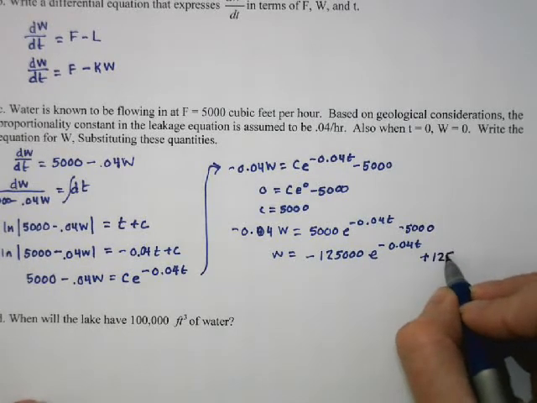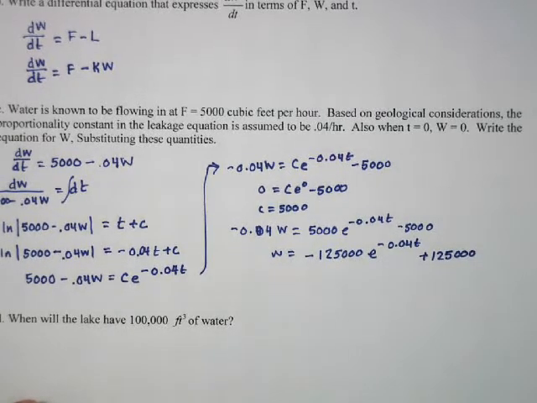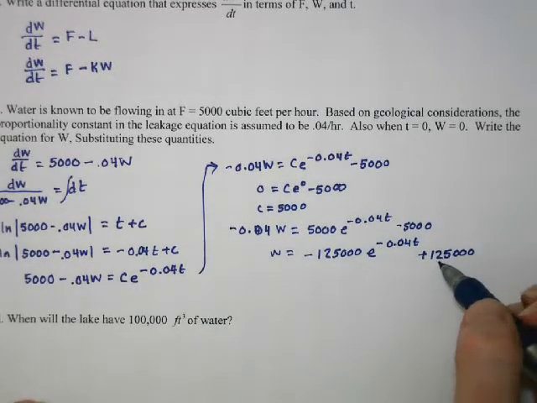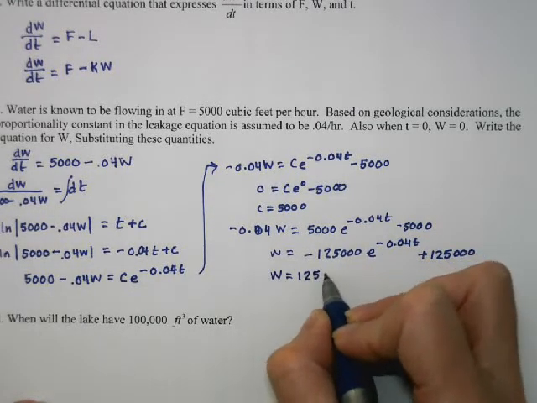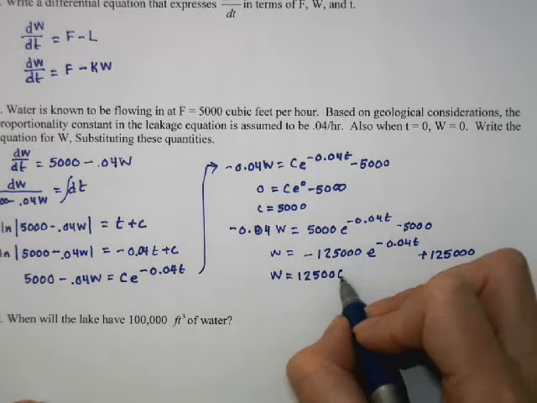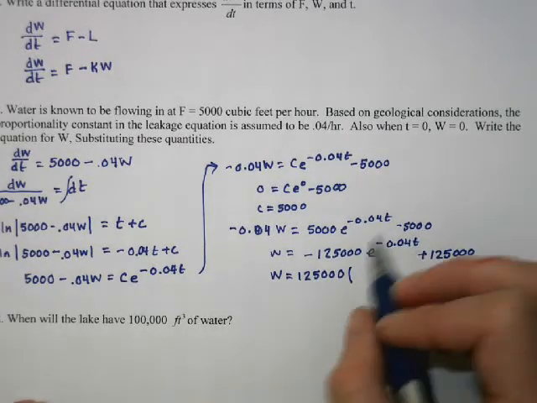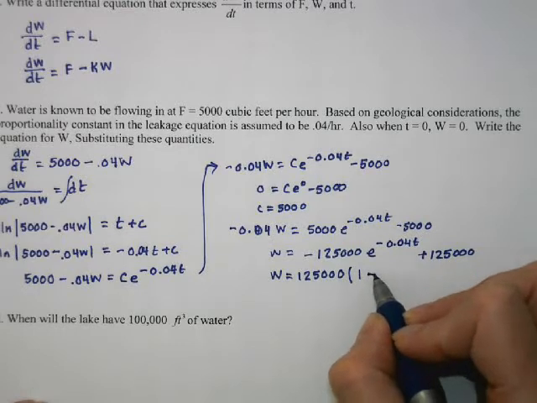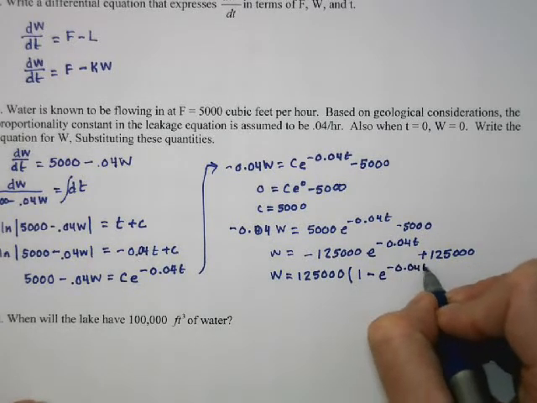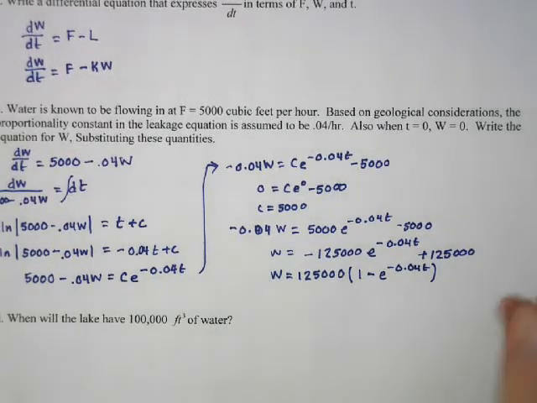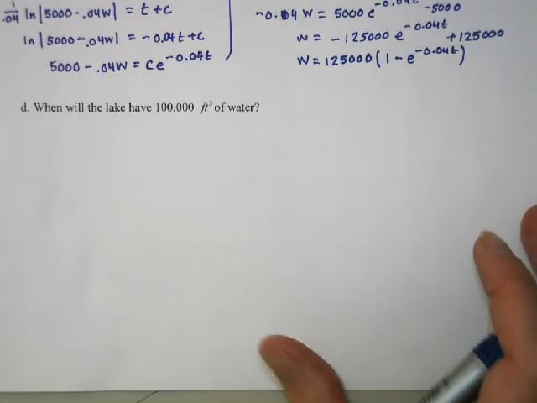Okay, so we got this whole big thing. To make it a little bit simpler, I'm just going to factor out a 125,000, which would leave me with 1 here and just this. So I'm going to have 1 minus e to the negative 0.04t. So when will it have 100,000? We'll just solve that algebraically.